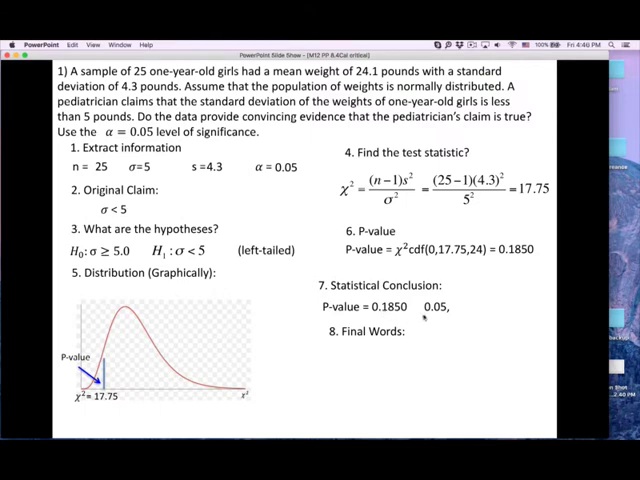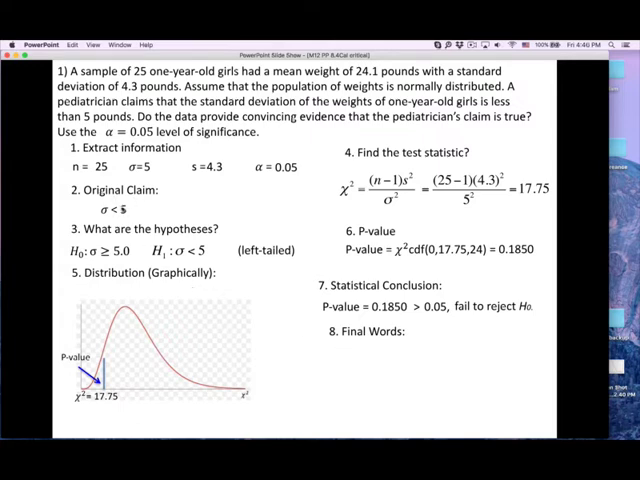1 is greater than 0, so that's a greater than. If the p-value is greater than the level of significance, fail to reject. Okay, fail to reject. Now, the final conclusion.